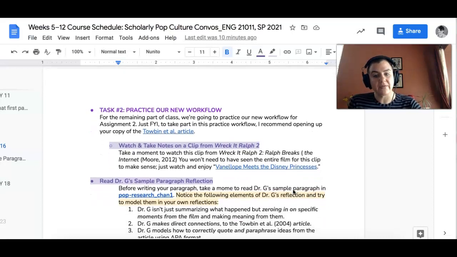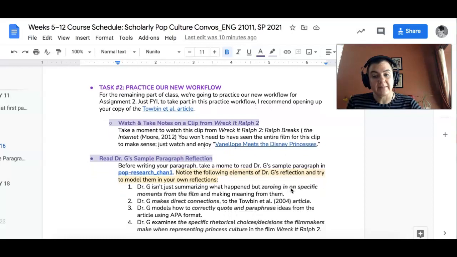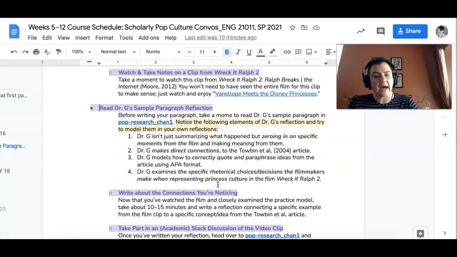And so we're going to watch a clip from Wreck-It Ralph 2. And yeah, it'll be neat, right? So the first thing that we're going to do is we're going to watch this clip from Wreck-It Ralph 2. And then from there, I want you to head over to Slack and look at my sample reflection and really make a note of the way that I am writing about Wreck-It Ralph 2.